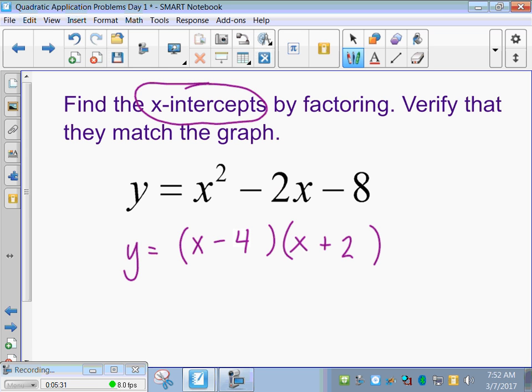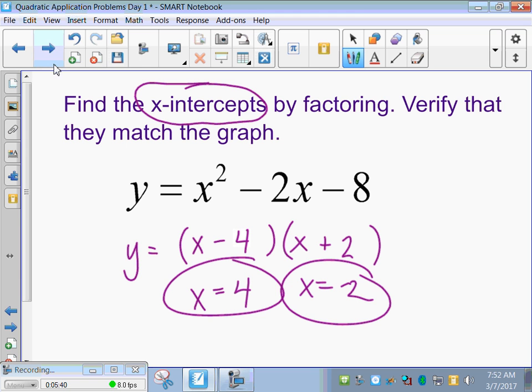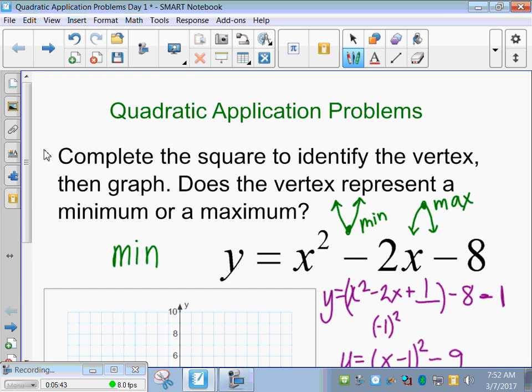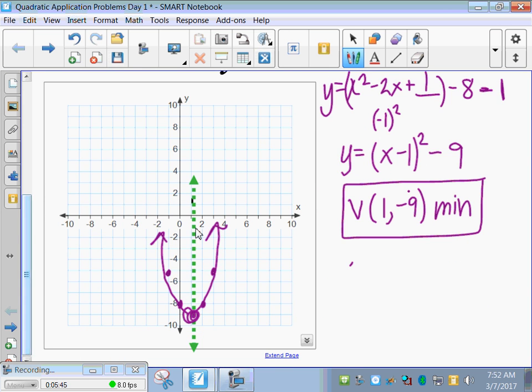So now I'm going to solve them. What's this solution going to be? What's this solution going to be? Okay, 4 and -2. Make sure it makes sense on the graph. So I'm going to go back and look at my graph. So my x-intercepts are 4 and -2. So if I graphed a little better, okay, I could hit those. So that's where the parabola crosses the x-axis. And if it's a factorable quadratic, you can find the x-intercepts by factoring, which is nice.